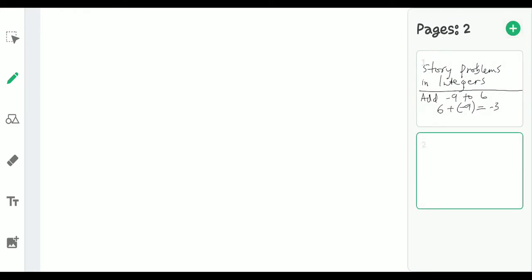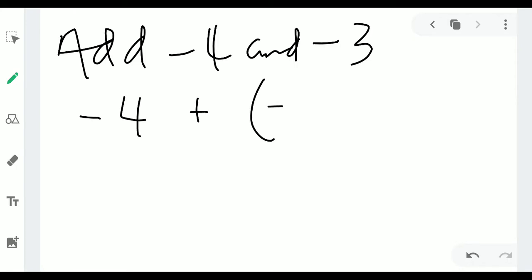Let's move on to another example. Add -4 and -3. So you have -4 plus -3. You are putting two negatives together and the answer will be -7. Then let's look at subtraction.